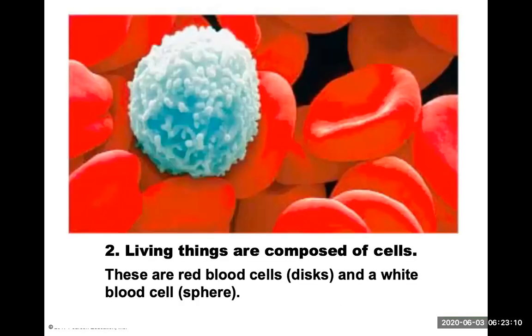Here are red blood cells in red, which are the biconcave disc-like structures, and my cursor is over a white blood cell in the shape of a sphere. White blood cells help with your immune response for fighting off infection and disease, and red blood cells carry oxygen in your body.